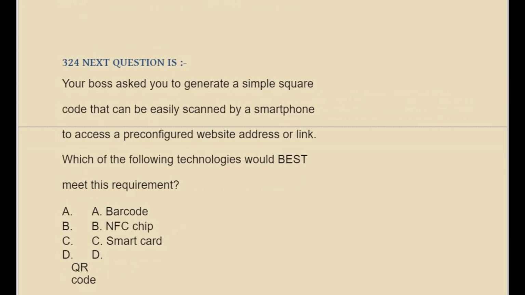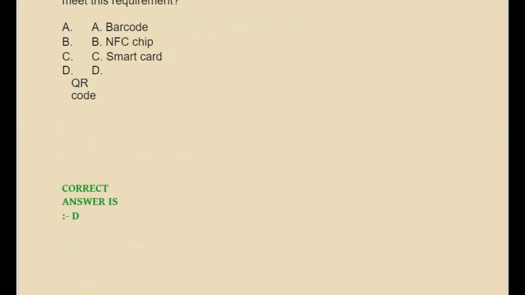Question is your boss asked you to generate a simple square code that can be easily scanned by a smartphone to access a pre-configured website address or link. Which of the following technologies would best meet this requirement? Option A. Barcode. Option B. NFC chip. Option C. Smart card. Option D. QR code. Correct answer is option D.